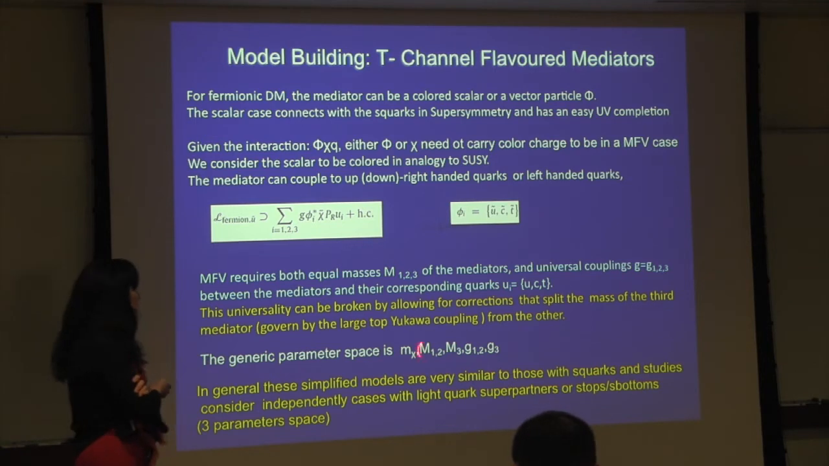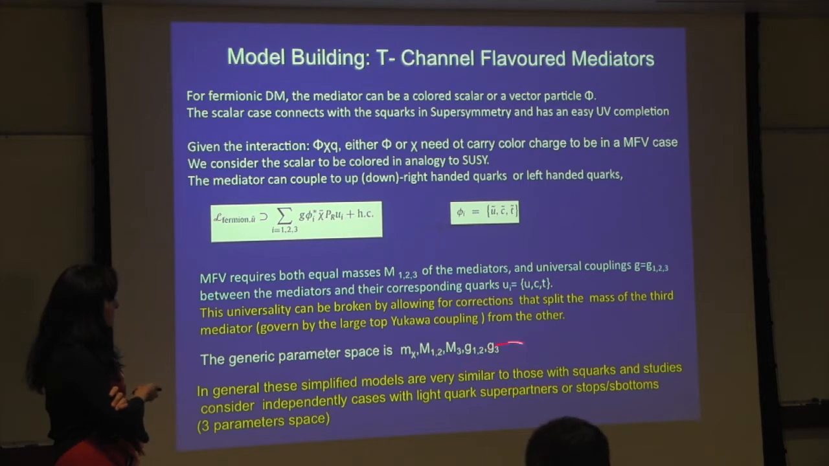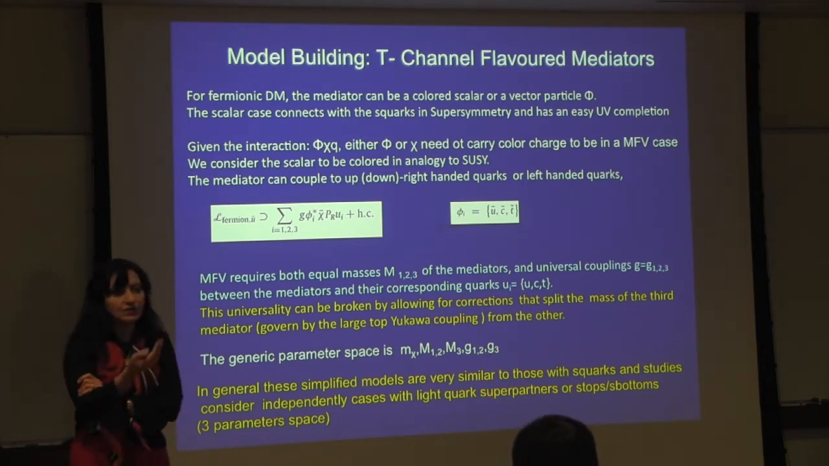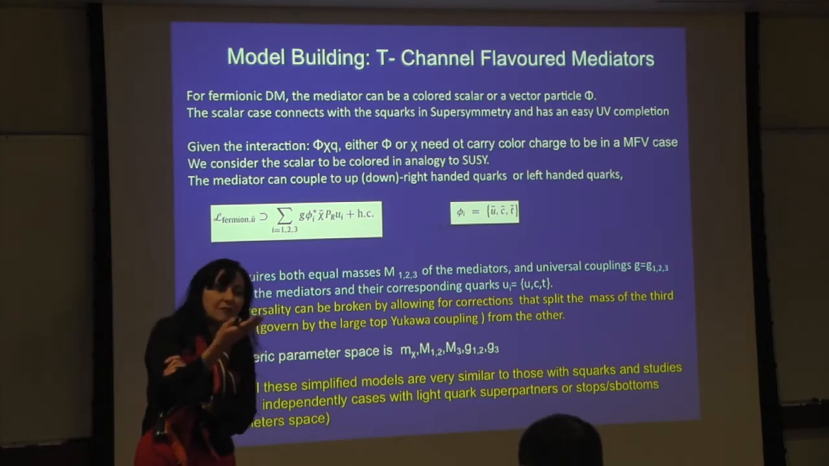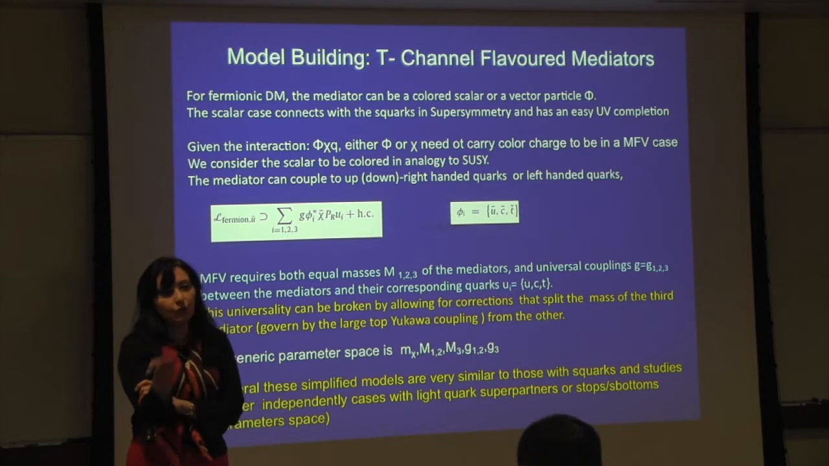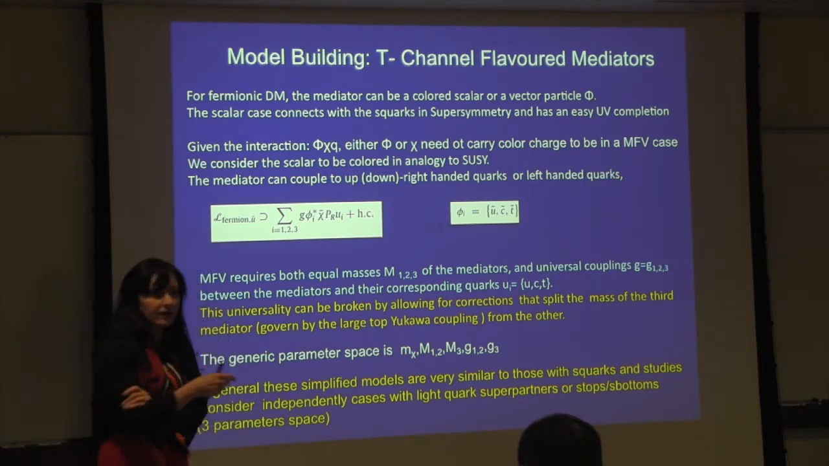So it is normal to think that maybe you can have this hierarchy, where the first and second generation and the third generation have different masses and different couplings, or you can decide that they're all about the same if you have some unification model. In general, these models with a T-channel flavor mediator are very similar to those of the squarks, and one can consider this analysis and rephrase analyses at the LHC, where we search for dark matter that is produced in gluon fusion or in q q-bar fusion, and then you go through squarks, or through bottoms and stops. Okay.